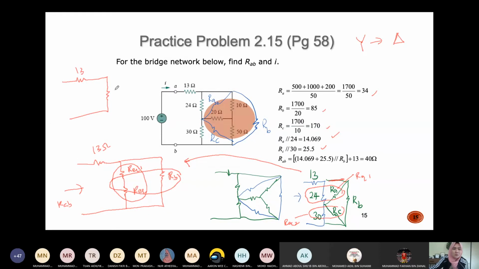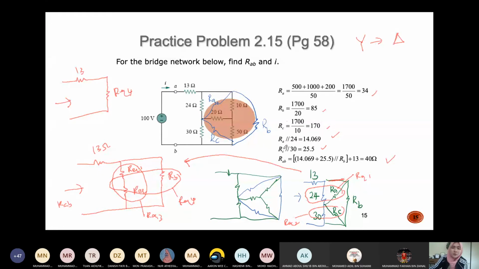Okay, so maybe this is REQ1 series with REQ2 is REQ3, and REQ3 parallel with RB, I call it as REQ4. So this is REQ4. So R equivalent is actually 13 in series with R equivalent 4. So you will get 40 ohm.